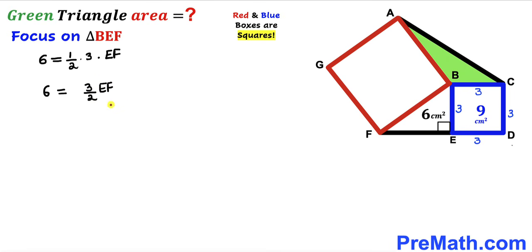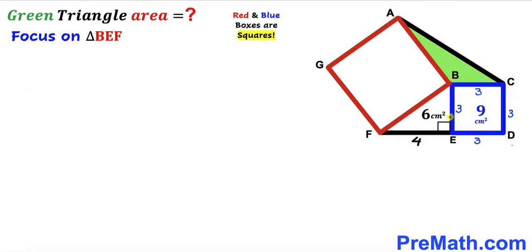So 6 equals 3 divided by 2 times the EF segment length. Now I multiply by the reciprocal of 3 over 2, which is 2 over 3, on the right hand side, and likewise on the left hand side. Here we can see these cancel out. So our EF segment length is going to be equal to 4. Our EF segment length turns out to be 4 cm.